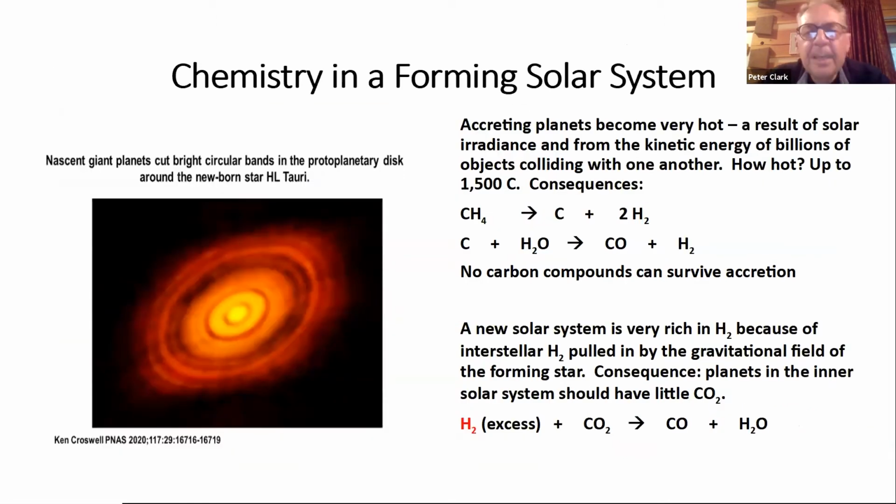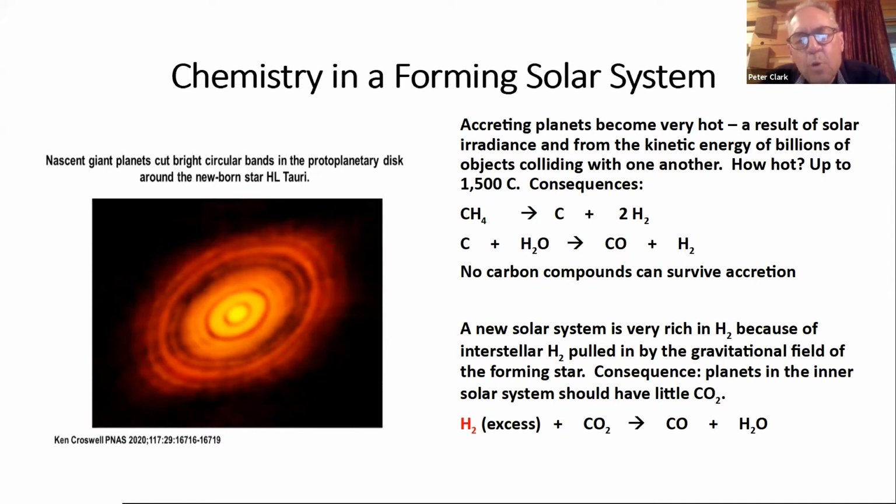Okay, so if we think about the chemistry that's going on as a solar system begins to form, the solar system and the objects within it, especially the ones close to the star, are beginning to get very, very hot. So the methane that I'd formed after the supernova cannot survive the accretion process of making a reasonably large planet. So the methane will decompose to carbon.